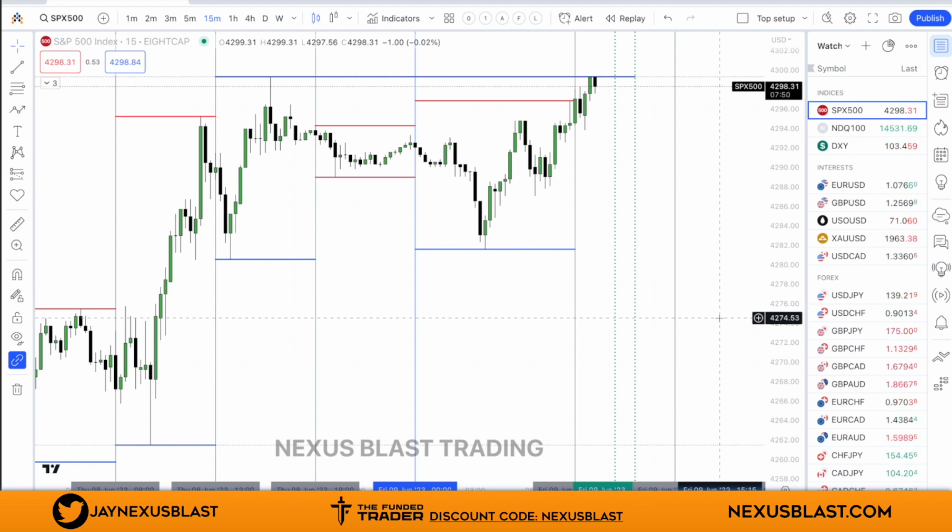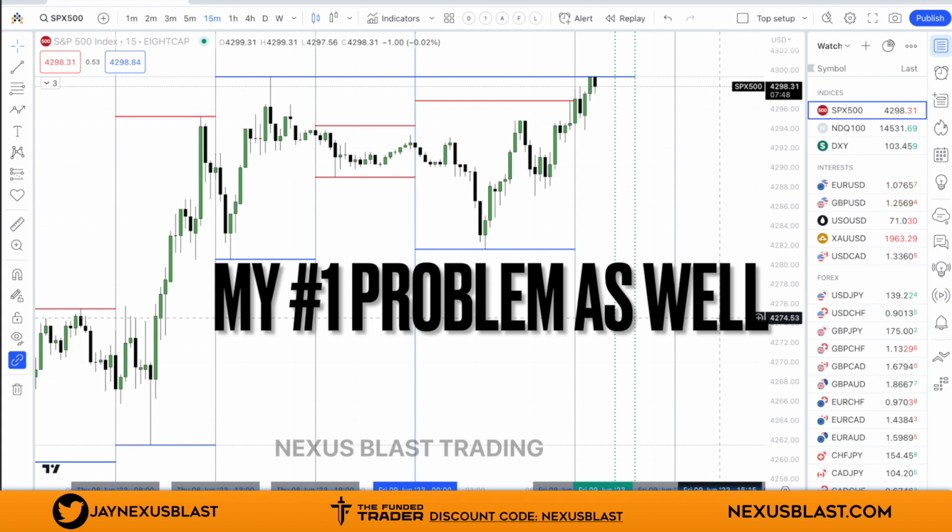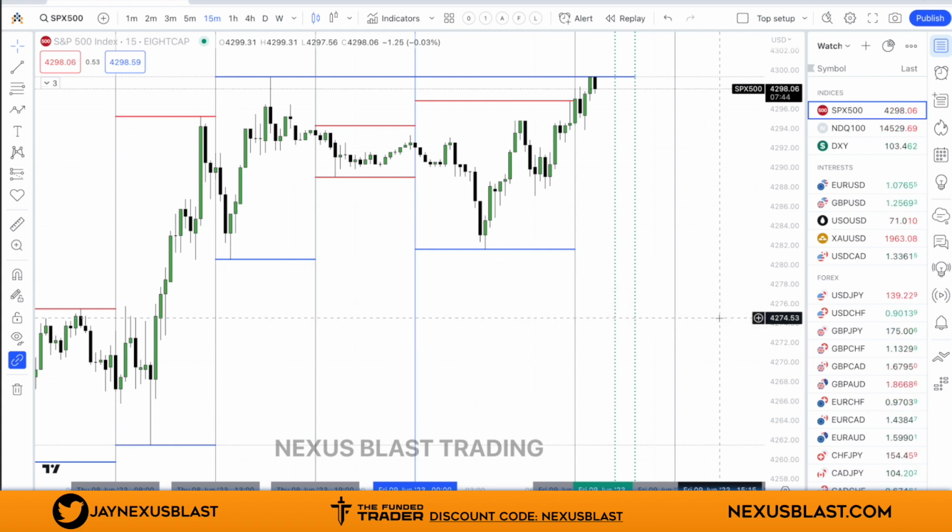This was actually my number one problem when I started trading as a beginner as well, and I was getting caught trying to take pullbacks in continuation moves because I wasn't identifying the correct break of structure. So this is something I started doing, and I think that it may help some of you out there.